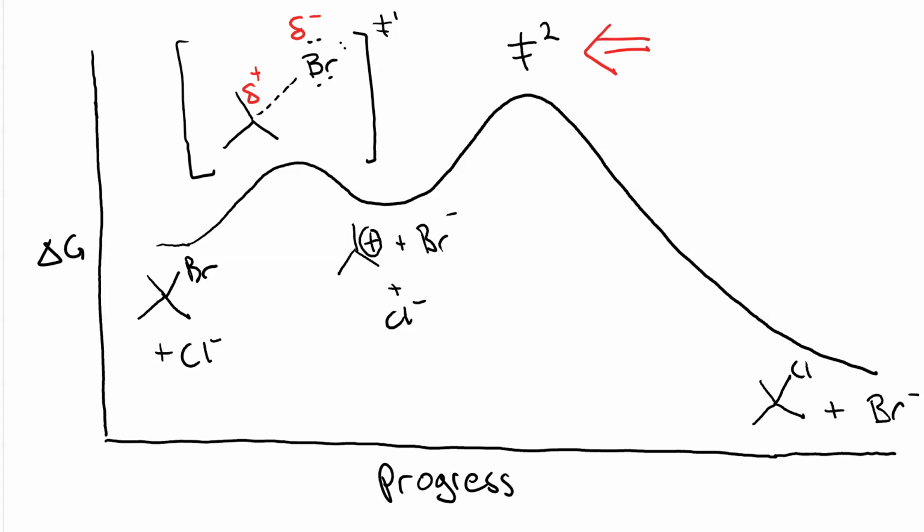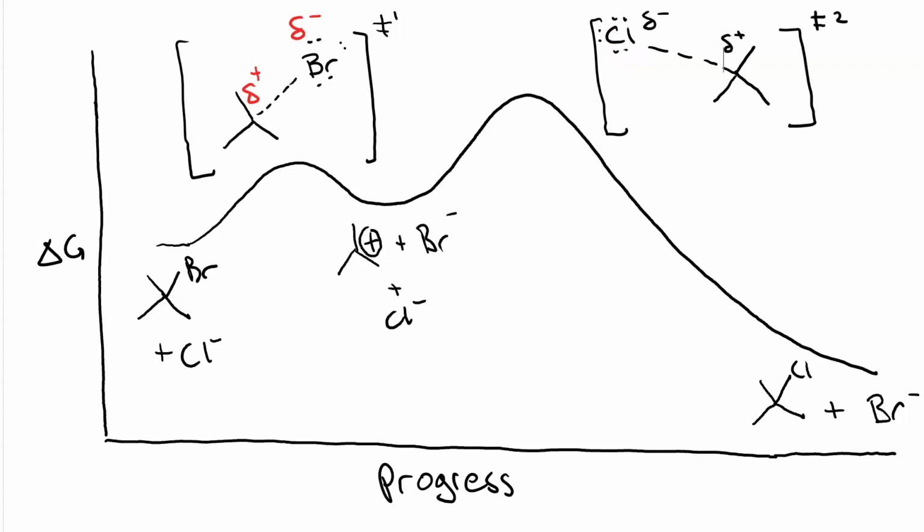What should the transition state 2 look like? Remember, here we're forming a bond between the carbocation and the chloride ion. Pause the video now and sketch what you think the transition state looks like. Then, when you're done, you can unpause and take a look at my answer. Here's what I get for the second transition state, double dagger 2.